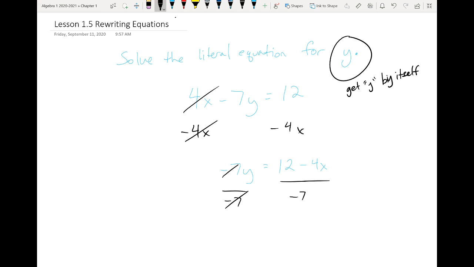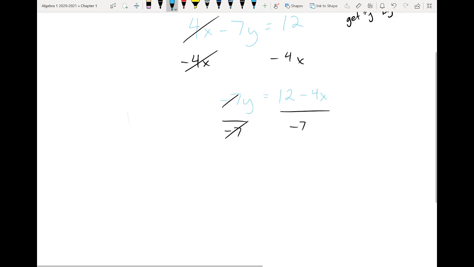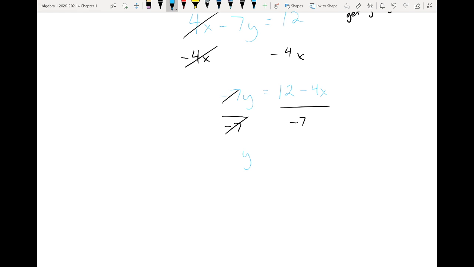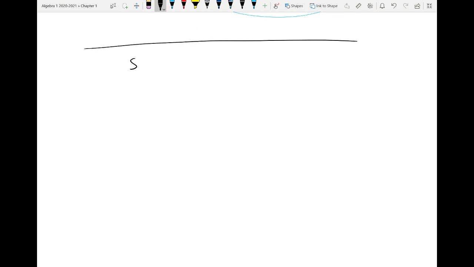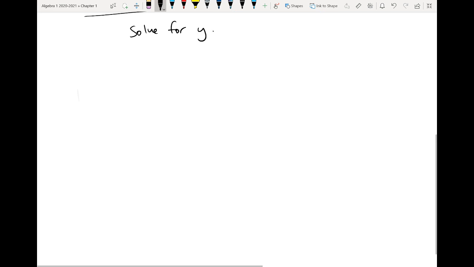-7 and -7 do not cancel, they factor. It's a critical detail, right? It doesn't go away, it's technically just 1. So we have y now by itself, and then we have this entire thing that we had, 12 minus 4x all over -7. And this is the solution to our literal equation. We're done. So rather than writing those directions that you're going to find in your problem set, I'm just going to reiterate what we're really doing here. So we're going to try to solve for y here.